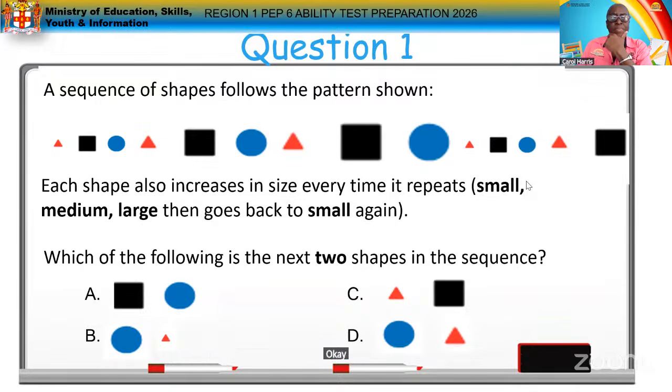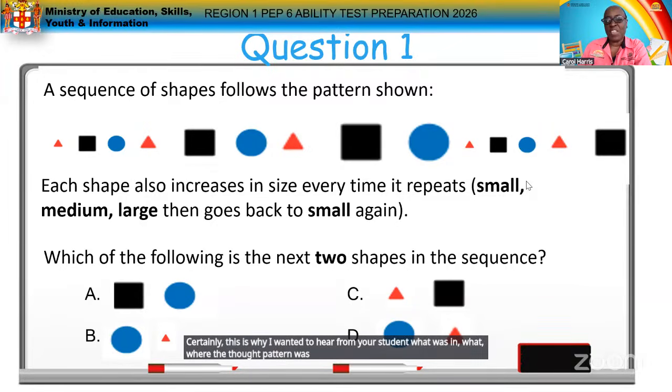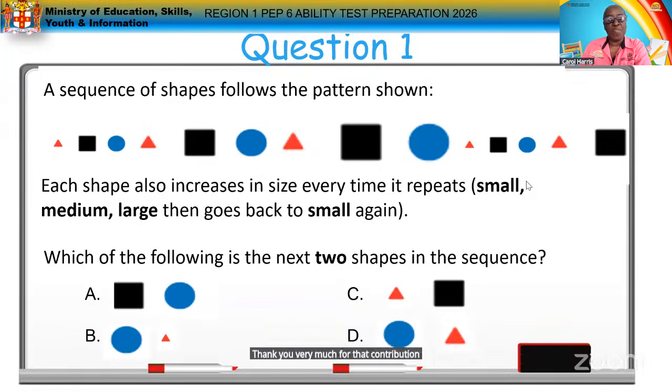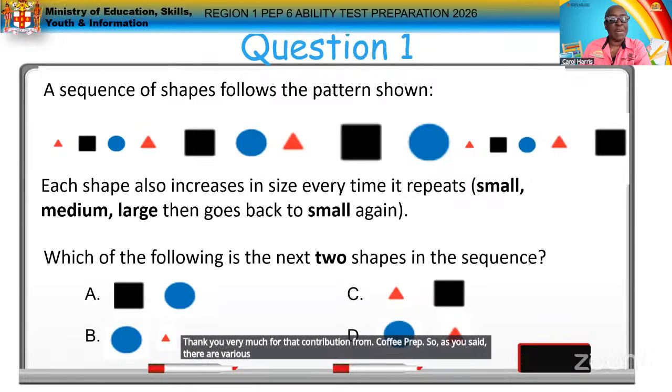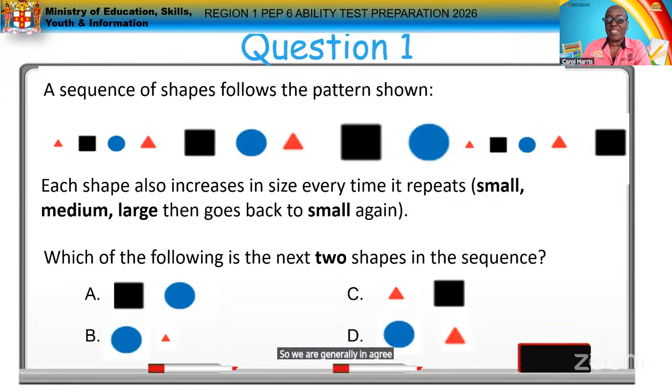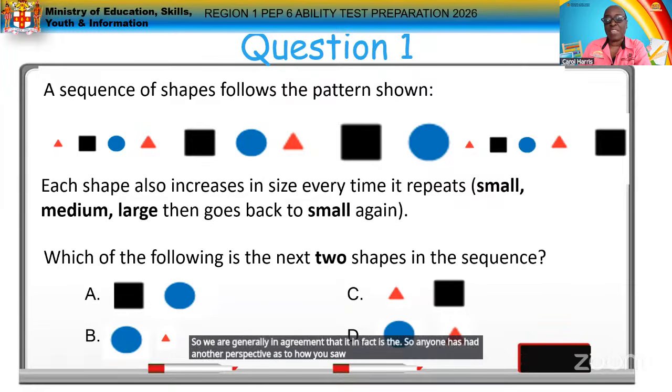Okay. Remember, there are more than one ways to interpret these kind of diagrams. Certainly. This is why I wanted to hear from your student where the thought pattern was. Colleagues, any thoughts on that? Thank you very much for that contribution from Field Prep. So as you said, there are various ways that we can interpret the pattern. I wasn't quite seeing how one was removed, but I guess it depends on the vantage point that you're looking from. So we're generally in agreement that it in fact is D. So has anyone else had another perspective as to how you saw it? Thank you for that, Field Prep.